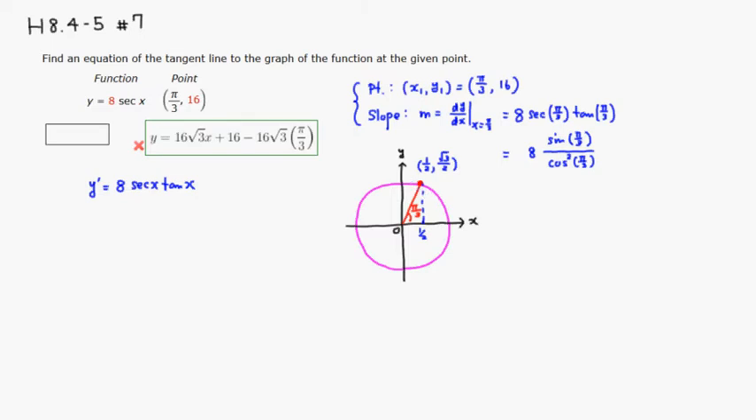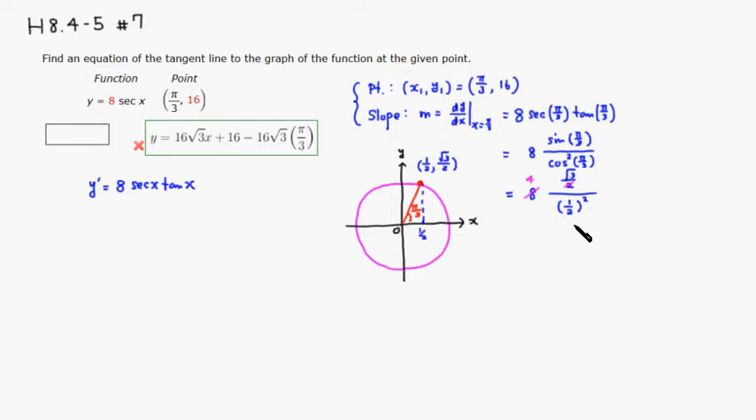So cosine is 1/2. So 8 is still there. Cosine of pi over 3 is 1/2, so you have a 1/2 squared. Sine of pi over 3 is square root of 3 over 2. Then we can try to simplify. You have 2 here, and that is 8. Cancel out, so that's going to leave you 4.